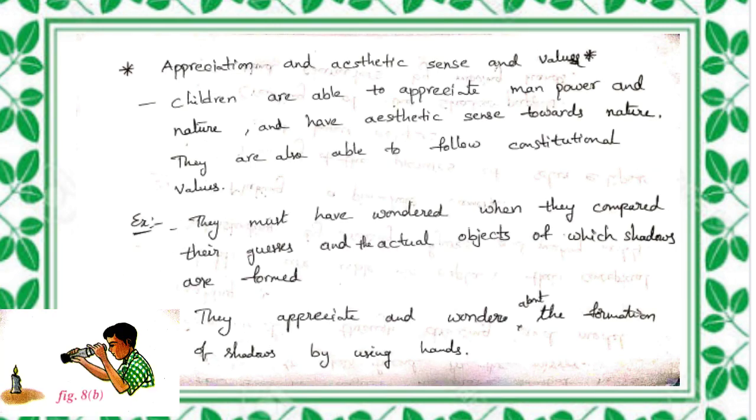Appreciation, aesthetic sense and values. Children are able to appreciate manpower and nature and have aesthetic sense towards nature. They are also able to follow constitutional values. Example: they must have wondered when they compared their guesses and the actual objects of which shadows are formed. They appreciate and wonder about the formation of shadows by using hands.